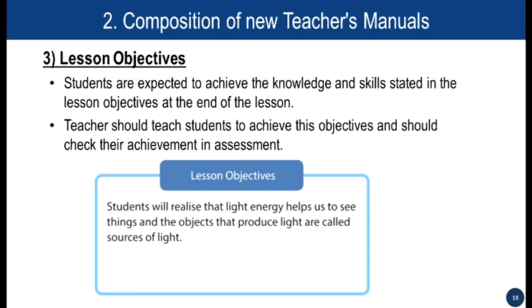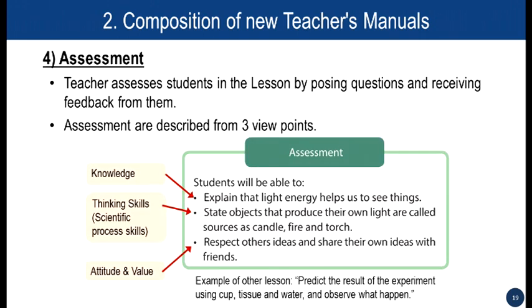Thirdly, we have the lesson objectives. These are a set of knowledge and skills that should be achieved at the end of the lesson. Teachers should teach students to achieve these objectives and should check their achievement in the assessment part. Then we have the assessment. Teacher assesses students in the lesson by posing questions and receiving feedback from them. Assessment is described from 3 viewpoints: the knowledge, the skills, and attitude and values.